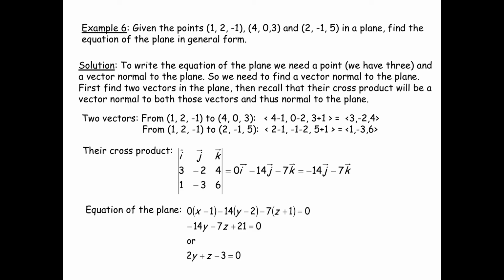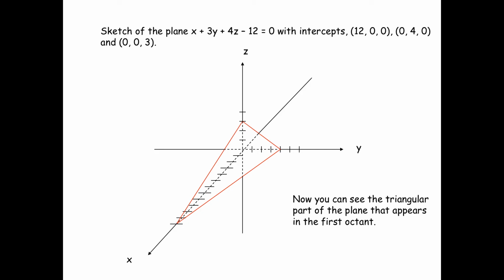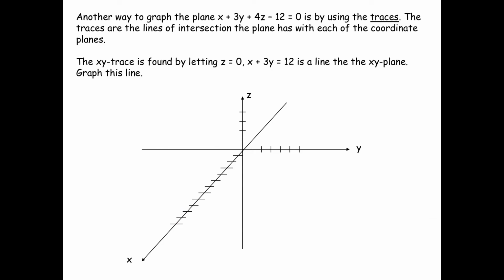Okay. Well, how do we even visualize these planes? You don't. We're going to draw them as traces. Write down x plus 3y plus 4z minus 12 equals 0. Just write it down.